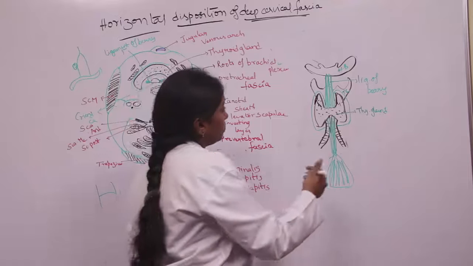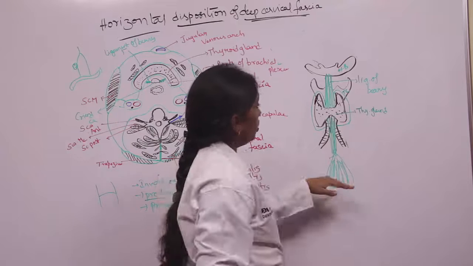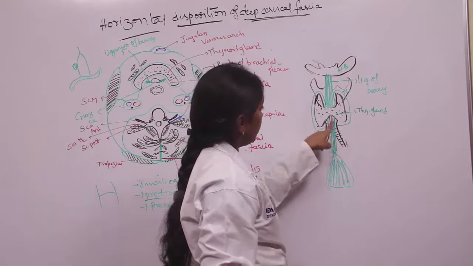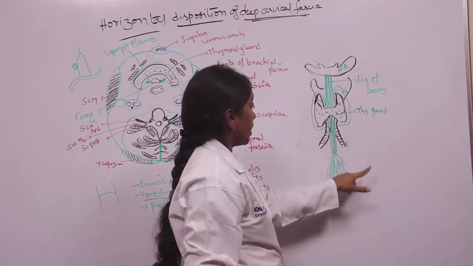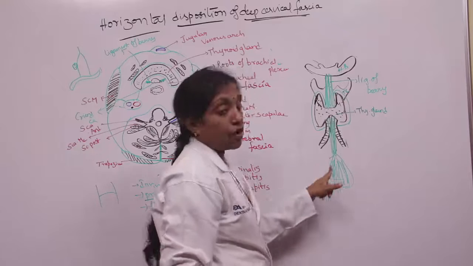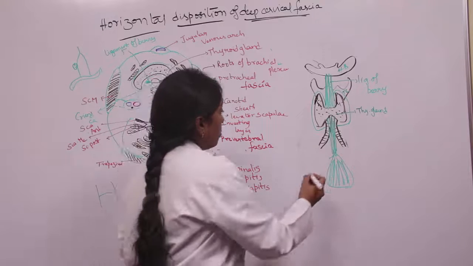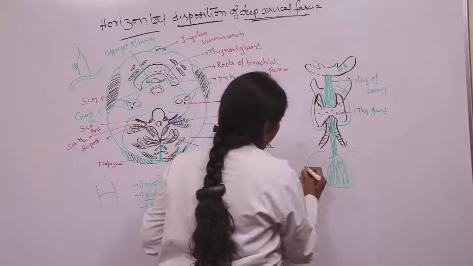And coming to the tracings below, the pretracheal layer of the deep cervical fascia continues with the fibrous pericardium as well as the pleural membrane, the suprapleural membrane.